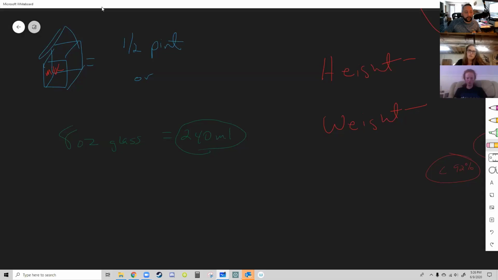Stop me if I'm going too much into depth here, but in 1 liter there are 1,000 milliliters. You know how big a 2 liter of Pepsi is, right? Yes. So there are 2,000 milliliters in that.